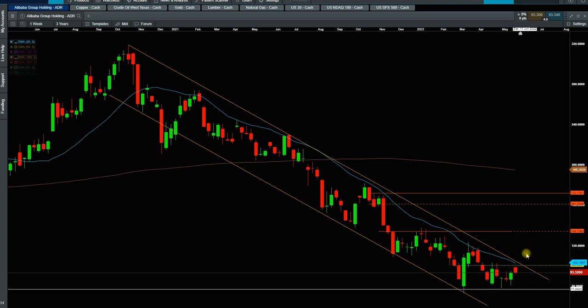Also, price needs to close and hold above SMA 20 on a weekly basis. For example, this one just pierced through but came back down, and this one just touched and came back down.